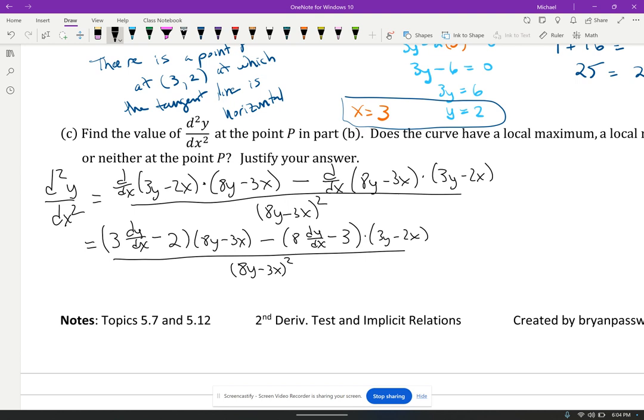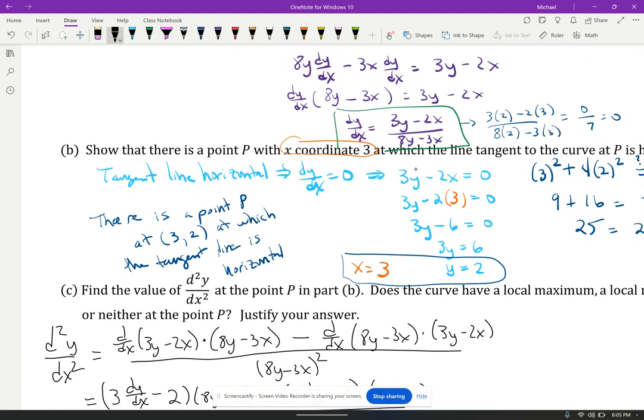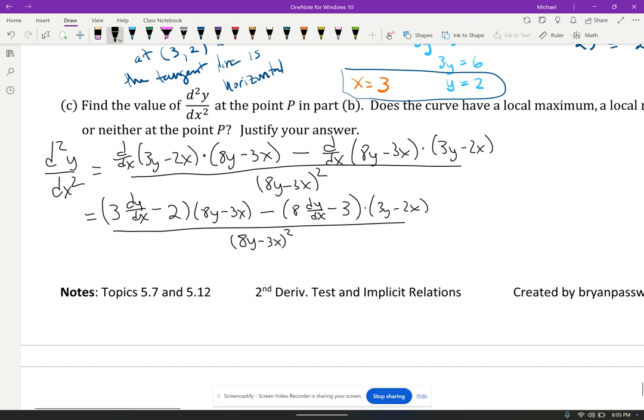At this point, I've taken all my derivatives. Notice that I have a dy/dx. That means I need to figure out the derivative at this point there. But what was special about this point and its derivative? What happened when I plugged in this x and y value into the dy/dx formula? What did I get? Oh, I got 0. So wherever I see a dy/dx, I can replace that with 0, because I know that the first derivative at this point is equal to 0.